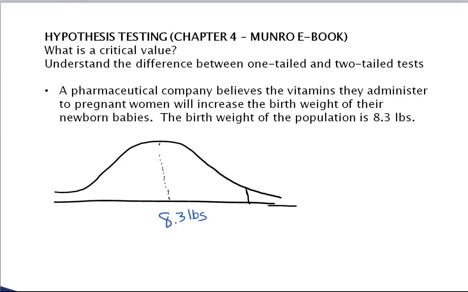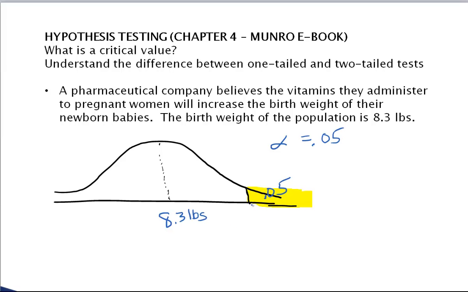And the critical value on this one, well, they're looking to see whether it increased the birth weight by taking these vitamin pills. So typically the alpha value that we see, especially in this course, is 0.05. That's a pretty solid one.